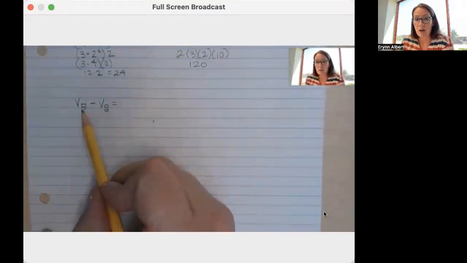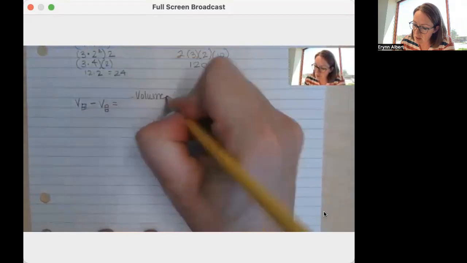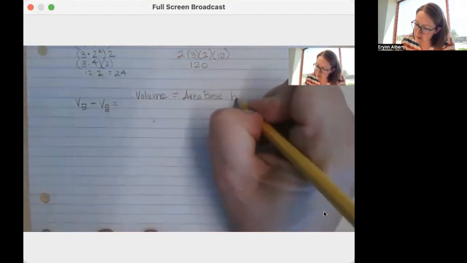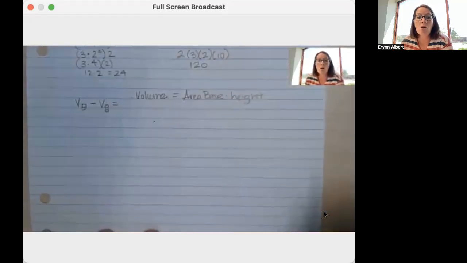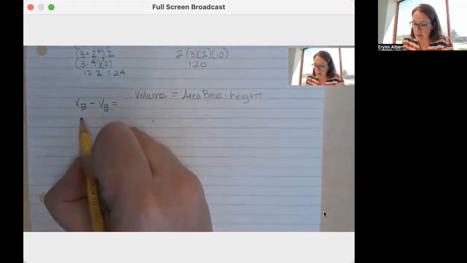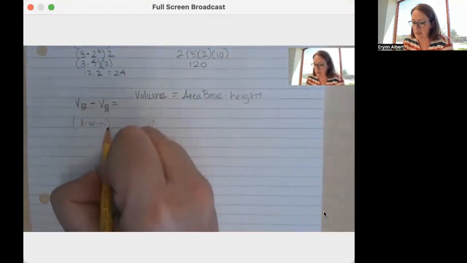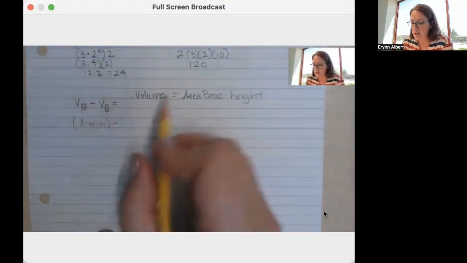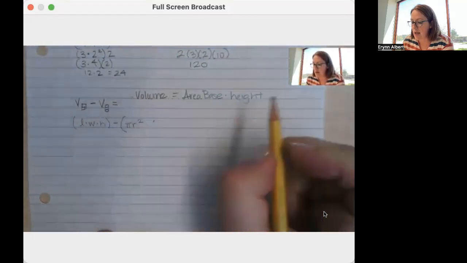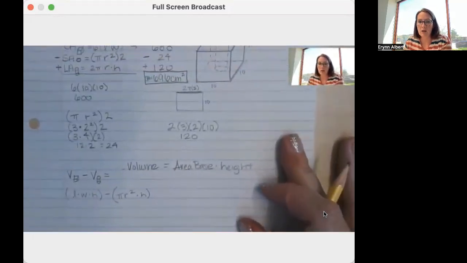All right, so let's look at the volume of the cube. I just remember volume equals area of the base times height. That's easy enough, right? For a cube, we're going to do volume as area of the base, which is length times width, and then times the height. That's for our first figure. Then for our cylinder, it's area of the base, which is a circle, pi r squared, times the height.